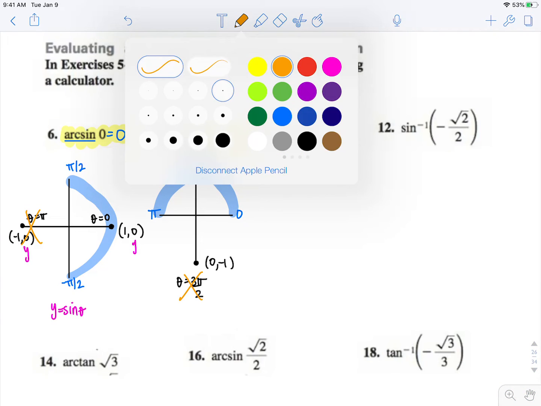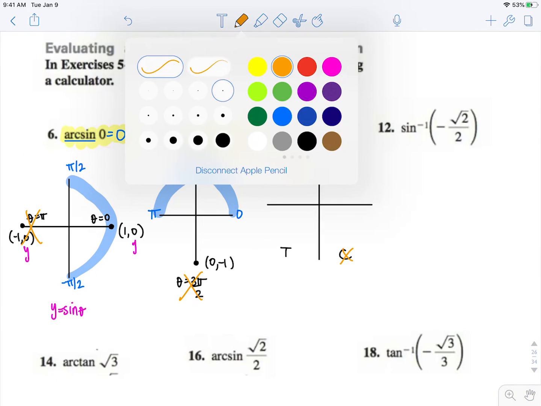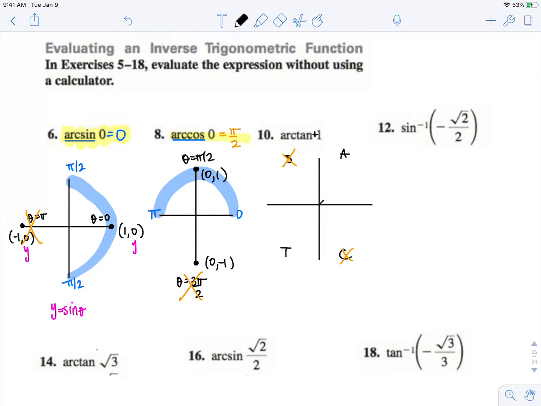Now we're looking at arc tangent of 1. So I think about my unit circle, and I think about where is tangent positive 1. So all students take calculus. Well, tangent will not be positive here or here. So tangent is 1 for this angle, which is pi over 4, and for this angle, which is 5 pi over 4.